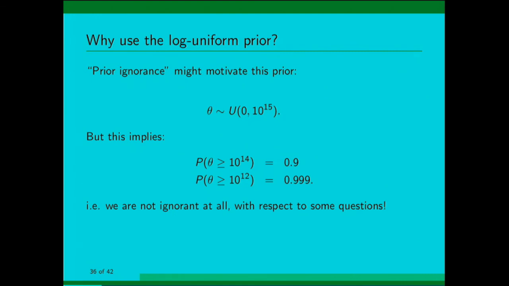So one consequence of this prior, you can derive arbitrary consequences of it. You can get the probability that the mass is in any interval just by integrating the density function. So two consequences of this are that the probability that the mass is greater than 10 to the 12 solar masses is 99.9%, and the probability it's greater than 10 to the 14 solar masses is 90%. So we were trying to describe ignorance by putting a really wide uniform prior, but it turned out that this implies confidence about something that maybe we shouldn't be so confident about.